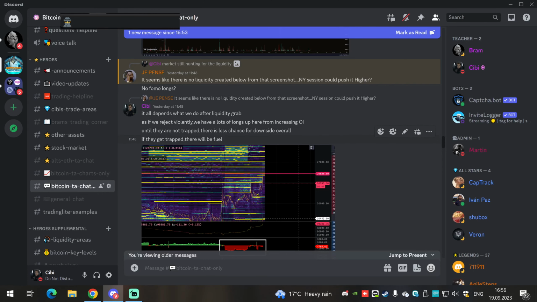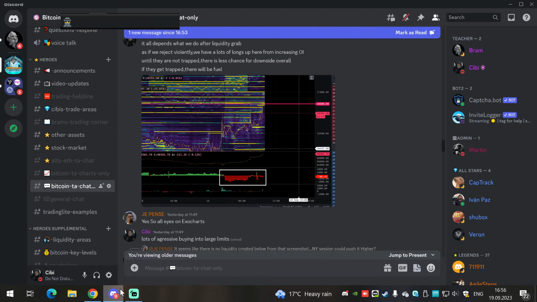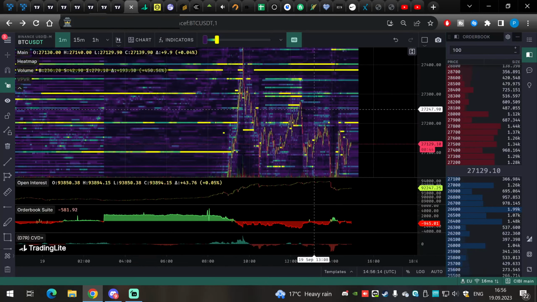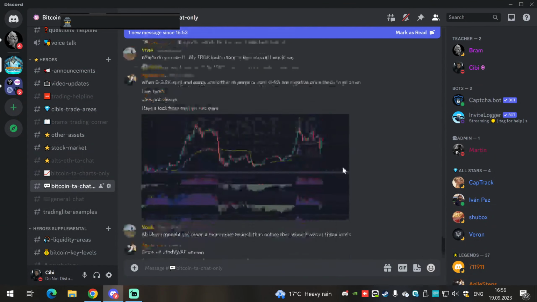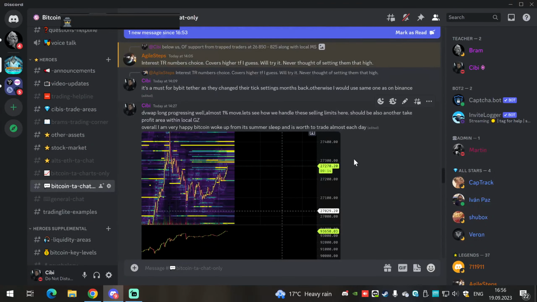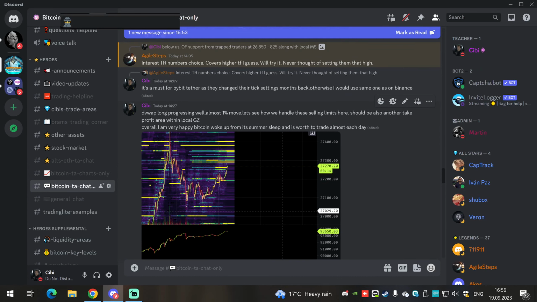Yeah, this is another post. Okay, I'll not be mixing that. Anyway, I was posting that just recently. Let me show you, so you see the value in the post. The Diva Blogo is progressing well, almost a 1% move. Let's see how we handle these selling limits here. There should also be another take profit area within the local golden zone.